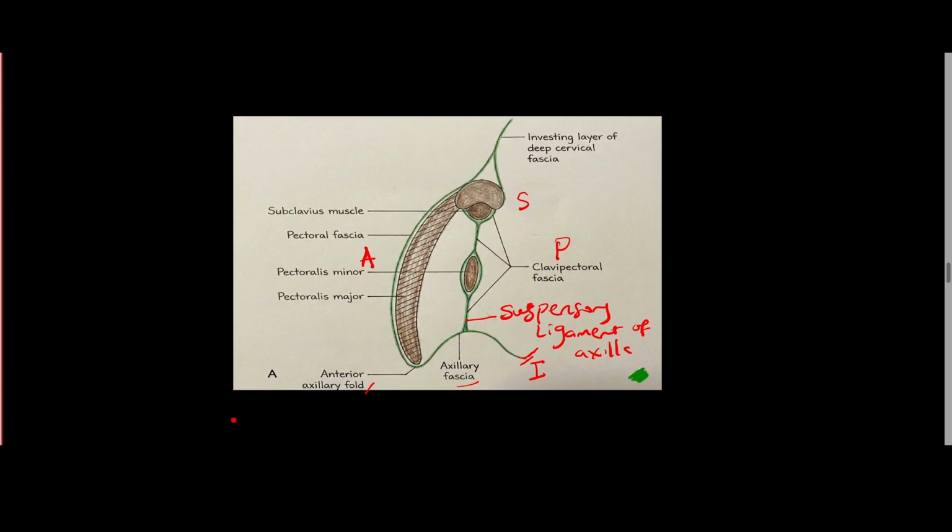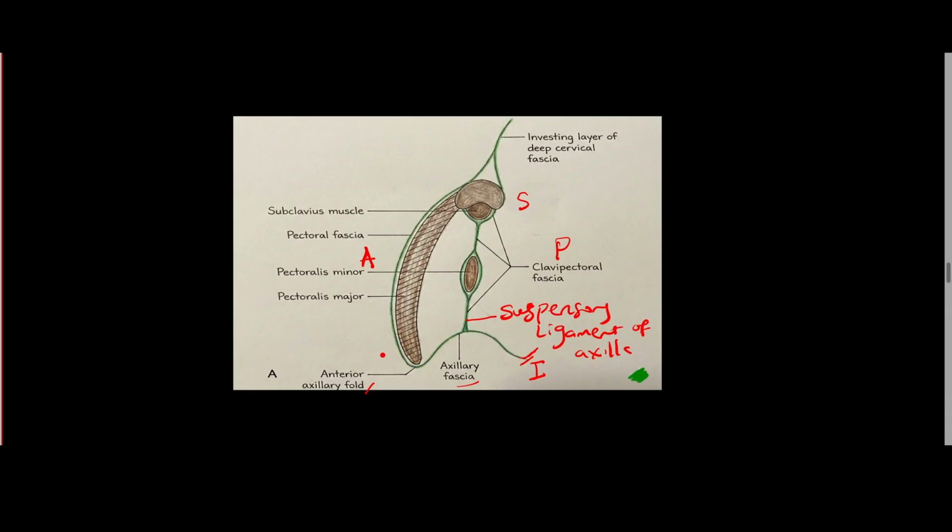Now let's talk about the anterior wall of the axilla. The anterior wall of the axilla is formed by the pectoralis major muscle superficially, and deep to it we have the pectoralis minor muscle. Superiorly we also have the subclavius muscle. So these muscles form the anterior wall of the axilla.